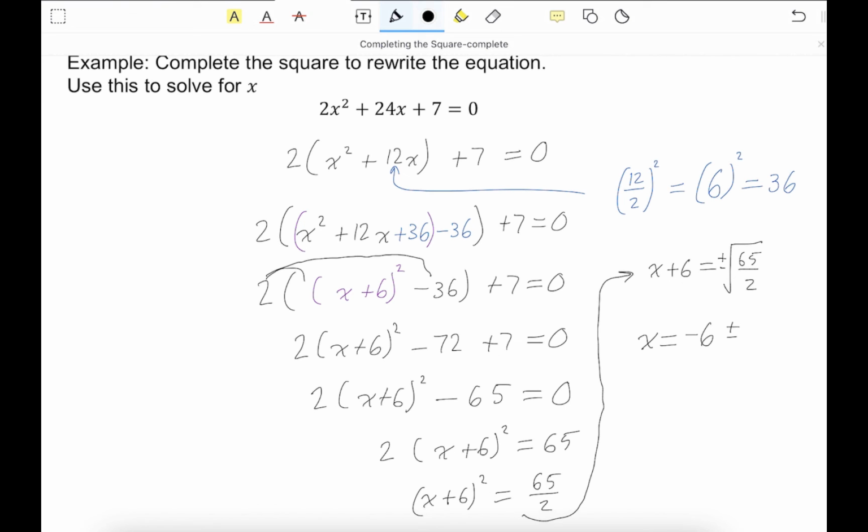Let's write this in a different way. So it's 32.5. I'll write this as the square root of 32.5. So we have two different solutions here. Negative 6 plus the square root of 32.5 and negative 6 minus the square root of 32.5.